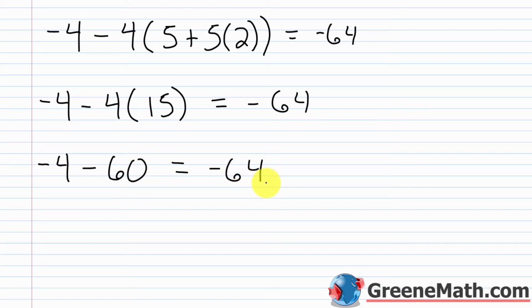And of course it does, right? Negative 4 minus 60 is negative 64. So we get negative 64 on the left. We have negative 64 on the right. And so yes, x equals 2 is the correct solution.